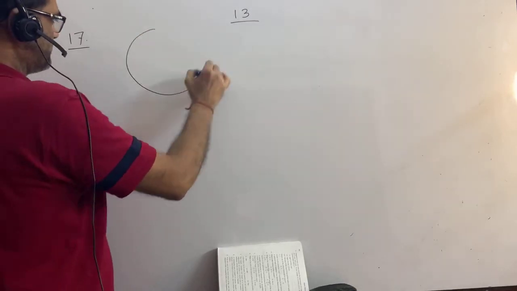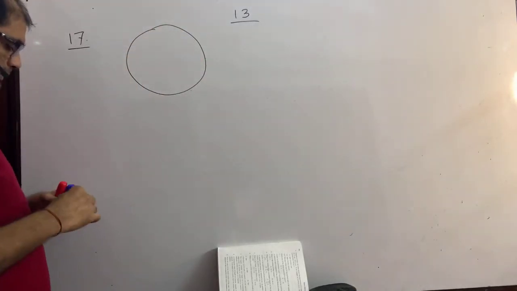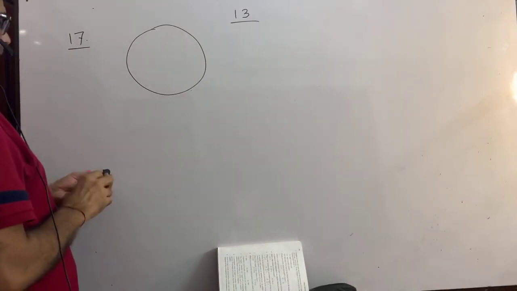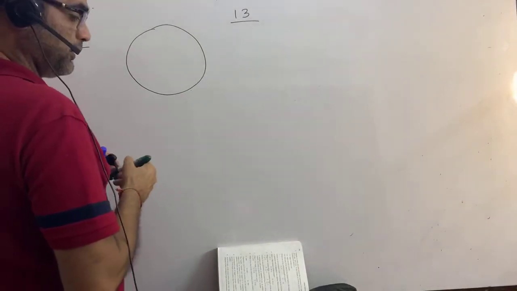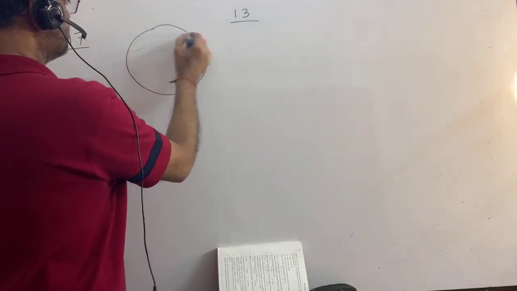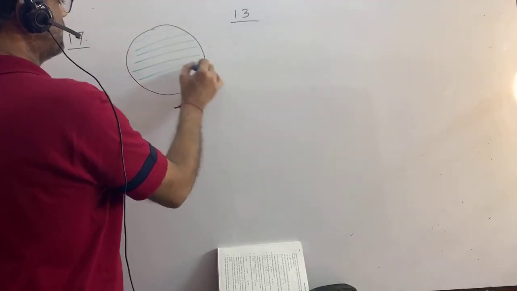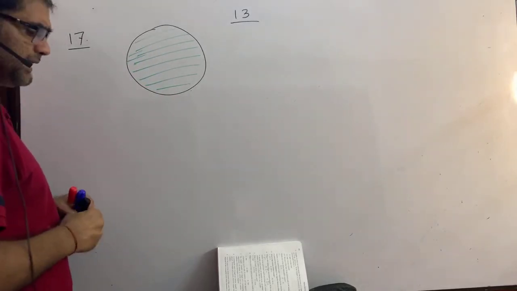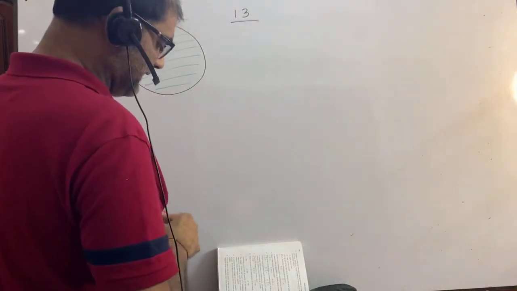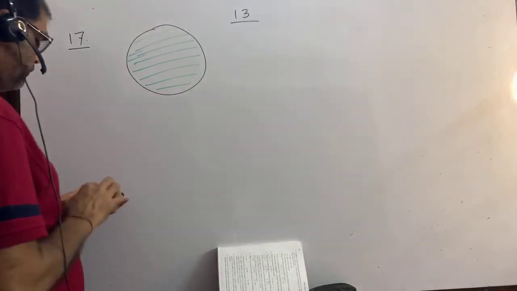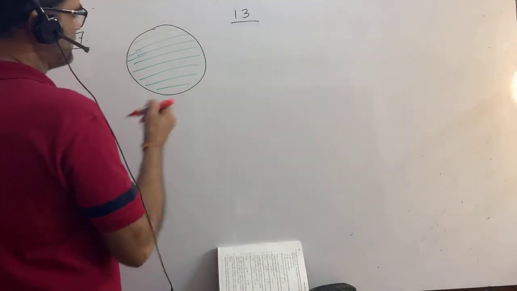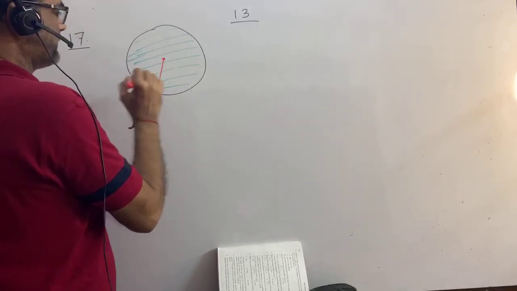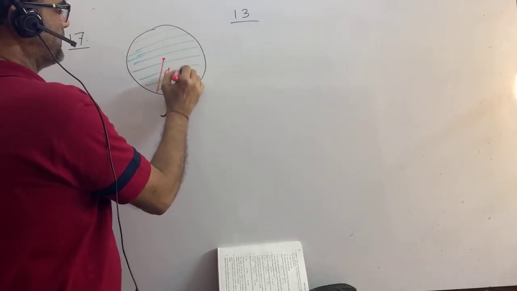Suppose it is a sphere. It's not hollow, right? It is filled up, no hollow space. Now it has a radius of 4 centimeter. Suppose it is the center and it is 4 centimeter.